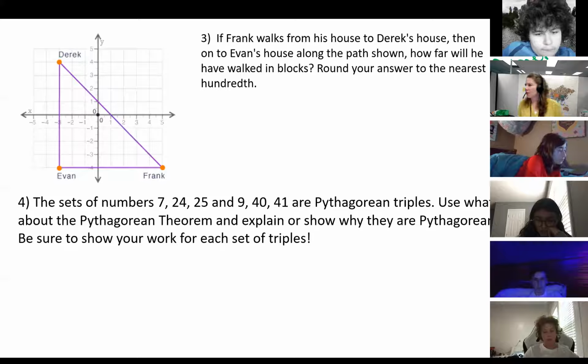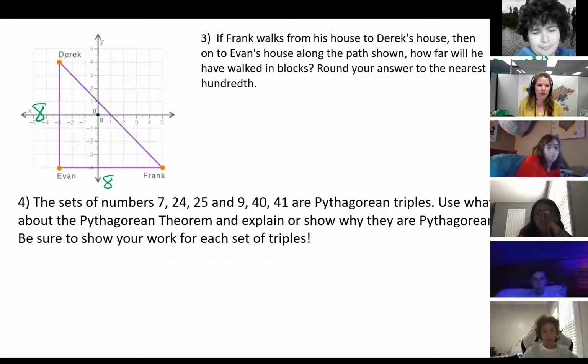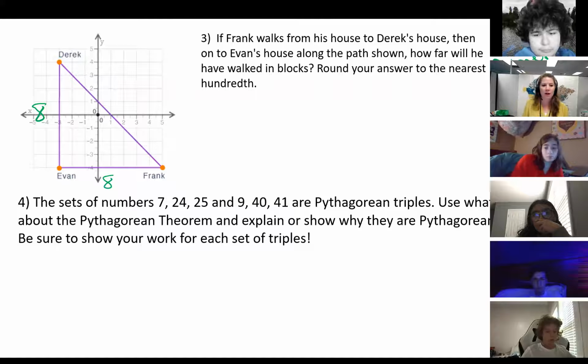All right, so if you counted the lengths, we see that these guys live 8 miles apart. Or units, I guess. And these guys live 8 units apart. Did I count that right? Did y'all get the same thing as I did? All right, so then those are going to be the legs, and we have to figure out what the length between Derek and Frank's houses is.